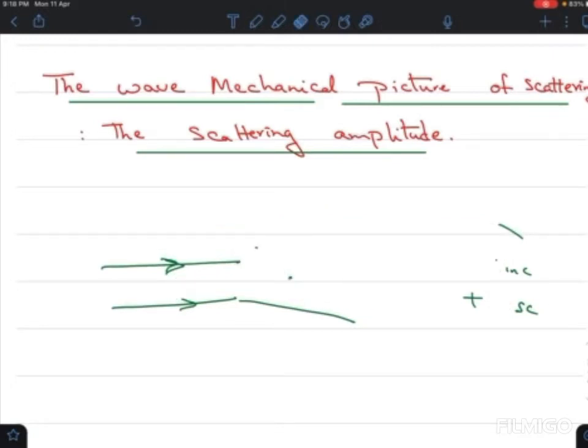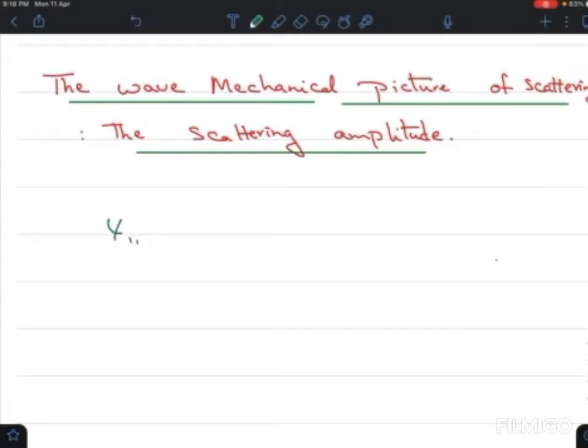So we take the incident wave function as psi incident, and the scattered one as psi scattered. Now at large distances, we assume that psi of x will be the sum of psi incident plus psi scattered. Now we have to find out the scattering cross section in terms of the asymptotic wave functions.